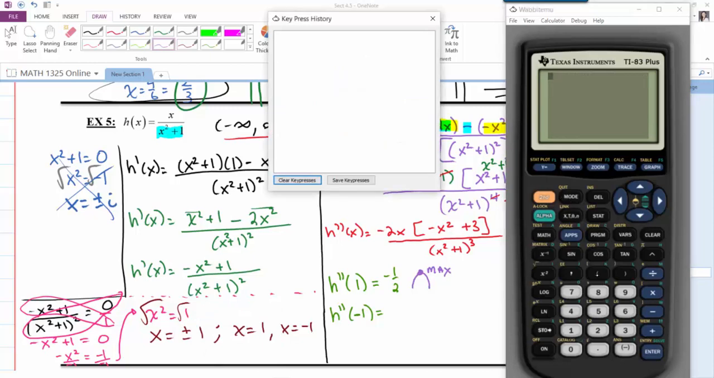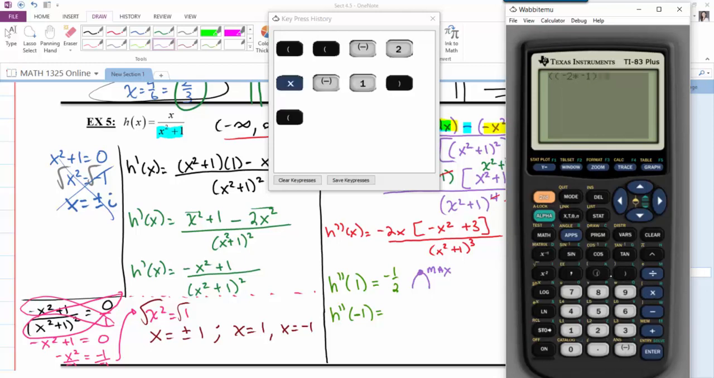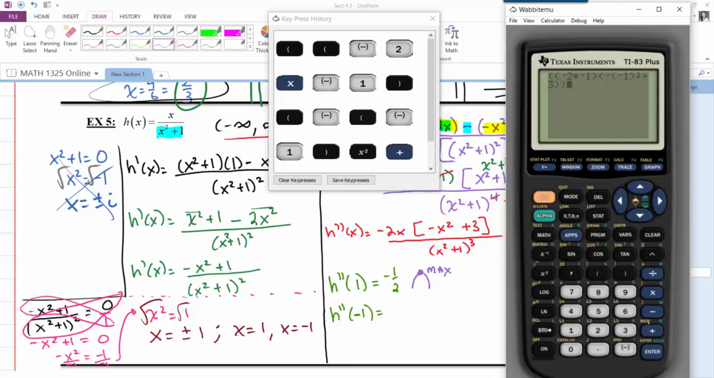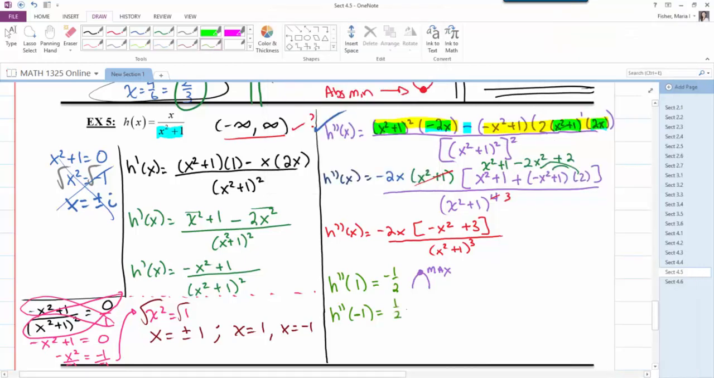So again, it's going to be parentheses to start it, and then parentheses negative 2 times negative 1. Then a parentheses for the negative of negative 1 squared plus 3. Then close the parentheses for my numerator, and I'm dividing that by negative 1 squared plus 1 to the third. And I get positive 1/2. So if that's positive, I know that I would be concave up, which means that I have a min. So one of these looks like it might be a min and the other one might be a max.